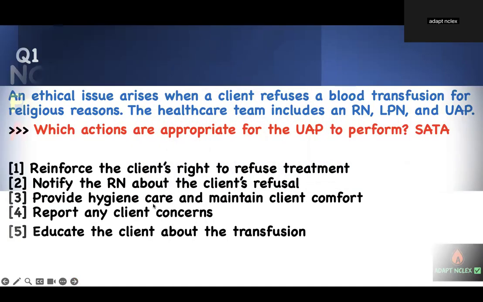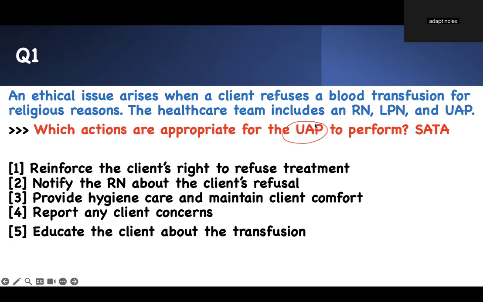First question. There's a strategy to answer the question: always read the question from the back. This is an ethical question. Which actions are appropriate for the UAP to perform? This is a question about the UAP. Underline the UAP and focus on it.